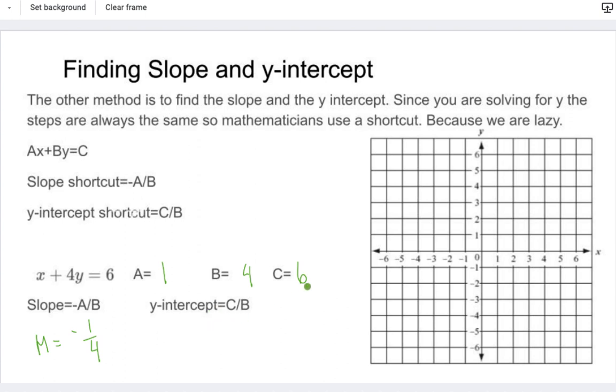The y-intercept is going to be c divided by b. In this case, c is 6, and b is 4. So you can reduce that to 3/2. Or if you like decimals, you can call it 1.5. Either way, it's the same thing. So when we graph this, we start with the y-intercept. So 1.5 on the y-axis. We know we go down 1 and 4 to the right. And there's another coordinate. Then just draw the line through the 2 points.